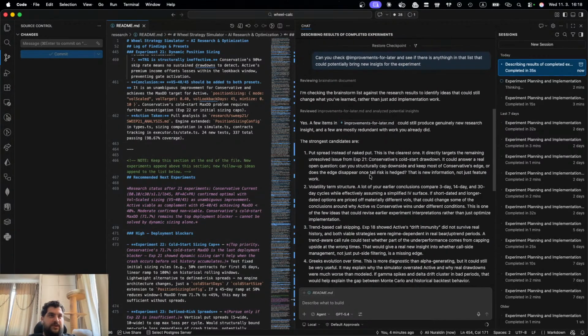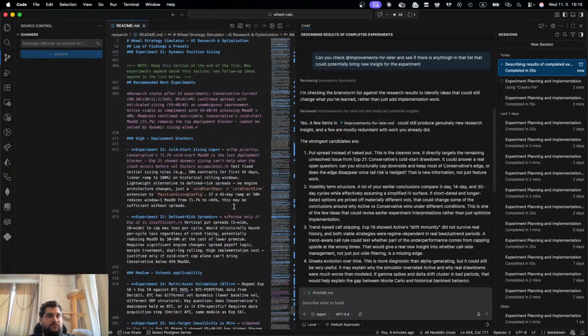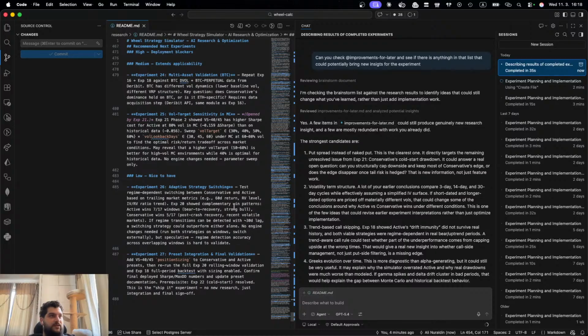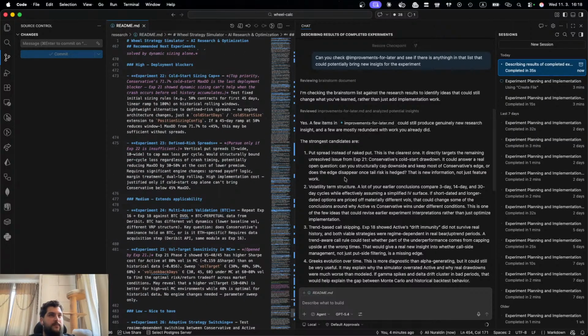So put spread instead of naked put. This is the clearest one. It directly targets the remaining unresolved issue from experiment 21. Conservative call start drawdown. It could answer a real open question. Can you structurally cap downside and keep most of the conservative edge? Or does the edge disappear once tail risk is hedged? That's the new information. It's not just the future work.